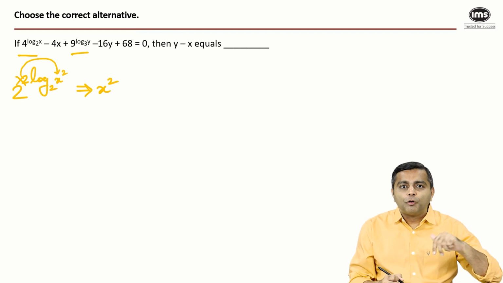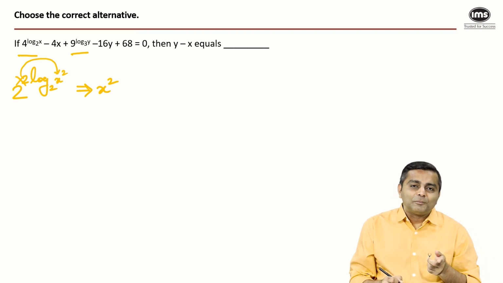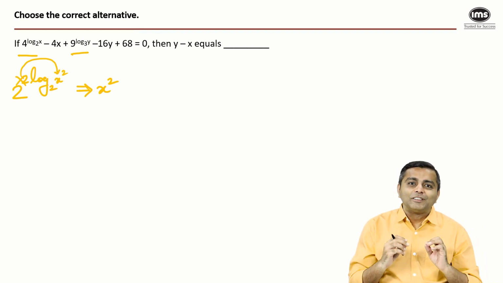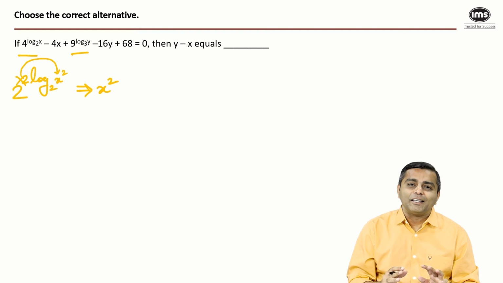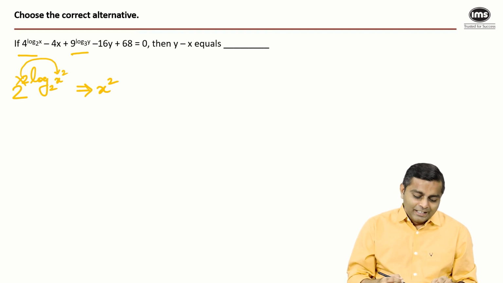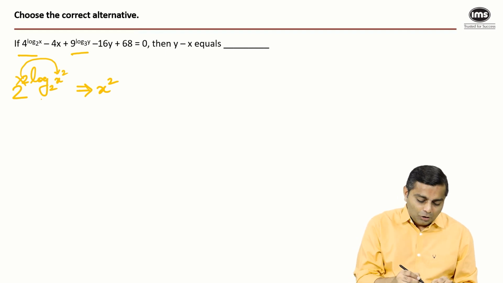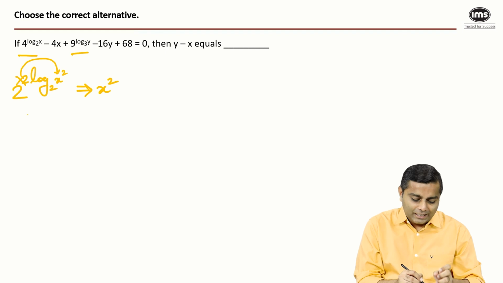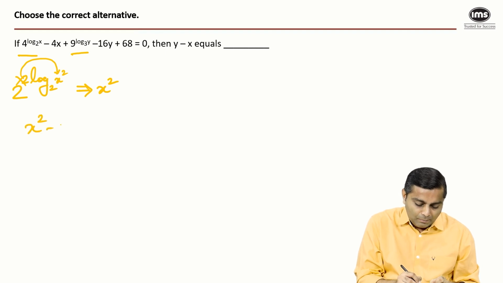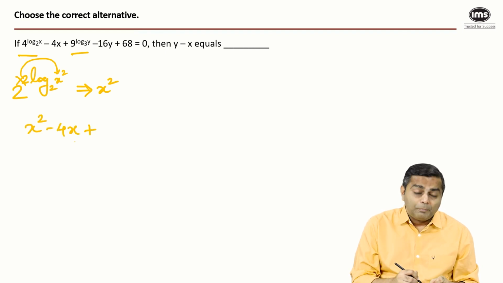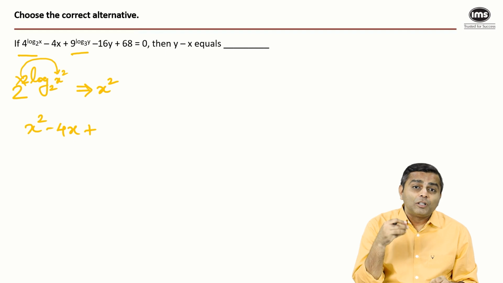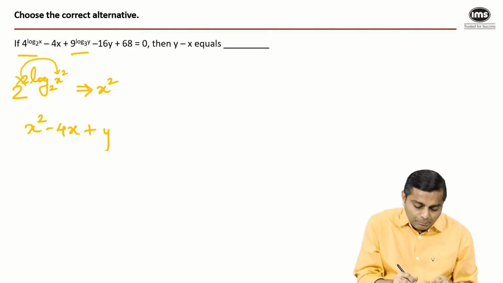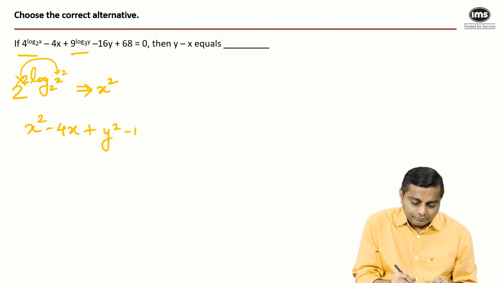If you don't know this, you really need to go back to your logarithm chapters and do your properties well, because it's a straightforward application of the property. Great. So the first term can be thought of as nothing but a simple x square minus 4x plus, you should get the drift by now. The third term is going to be a simple y square minus 16y plus 68 is equal to 0.